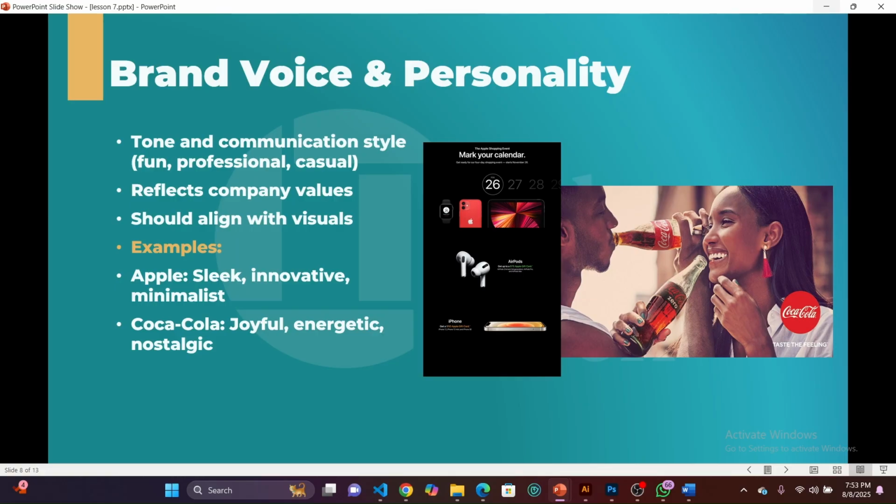Another example is Coca-Cola, which has a joyful, energetic and nostalgic personality. So you see, every visual which they produce gives that feeling. You see the image beside. They look so happy drinking a bottle of Coca-Cola. They look so happy, energetic, young. Look at their tagline, taste the feeling. Everything about them represents that image. So as a brand designer, you should have an understanding of the personality of the business or the company, and your design should follow that and represent that visually.